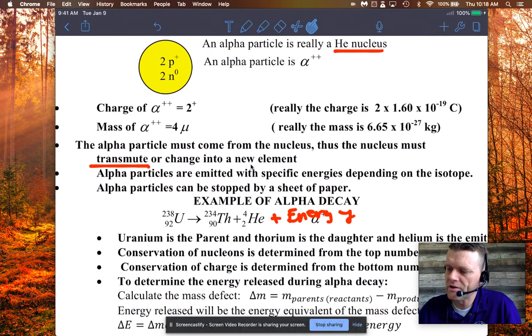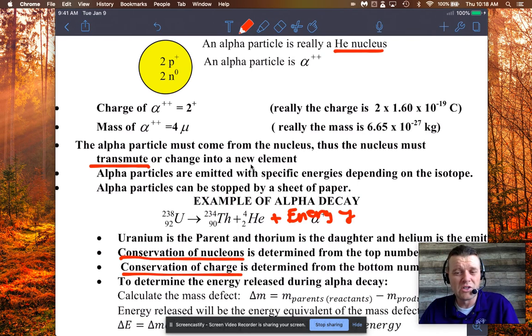Crucially, we have two conservation laws that have to be adhered to: the conservation of nucleons and the conservation of charge. Nucleons is just the top number. This is even easier than balancing a chemical reaction, because all you do is make sure that the total top numbers on the left equal the total top numbers added together on the right. So 234 plus 4 is 238. That's the conservation of nucleons. We did not lose any nucleons to the universe. That has to be conserved.